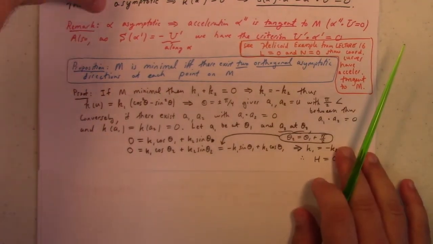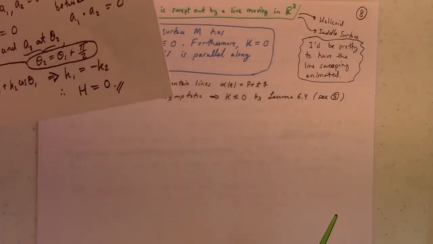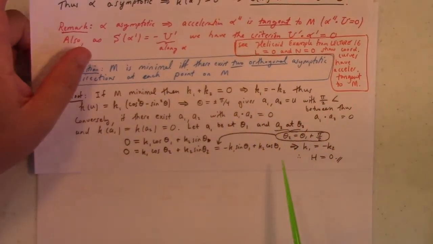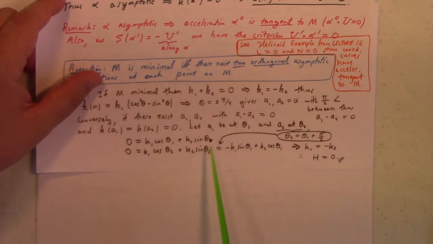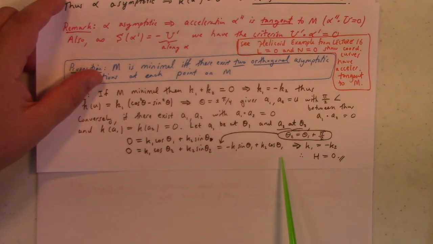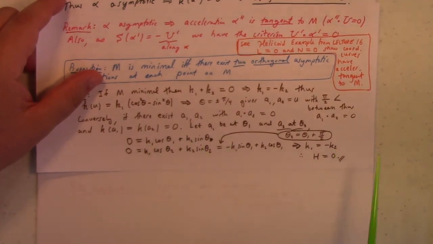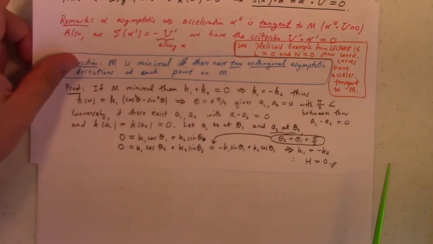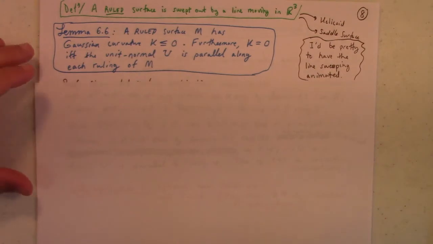I think I have some more details about that on the next... Oh, no, I don't. I thought I had more. But let me see here. If you have this equation and that equation, I think you just do a little algebra and you get to K1 is equal to minus K2 from this and that. I saw it when I wrote these, but let me just leave it to you guys. Nothing big there.